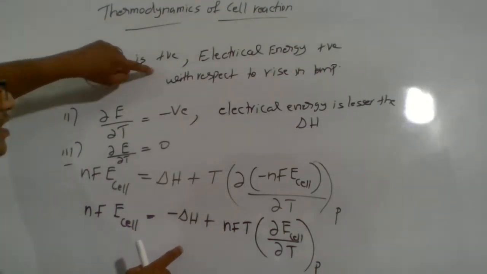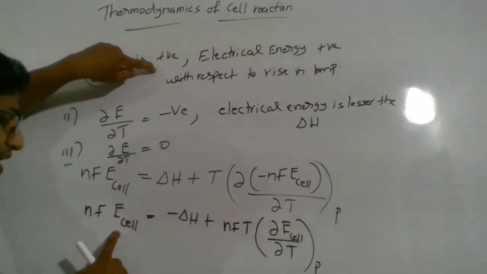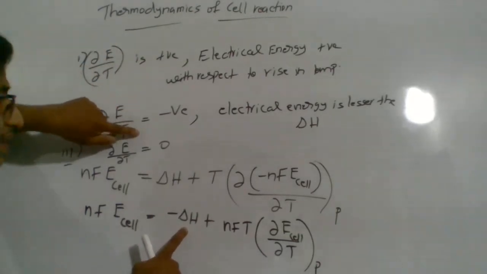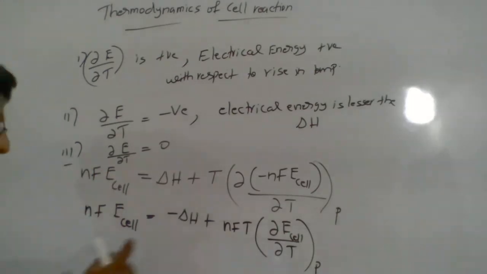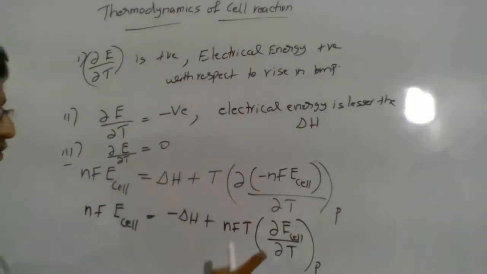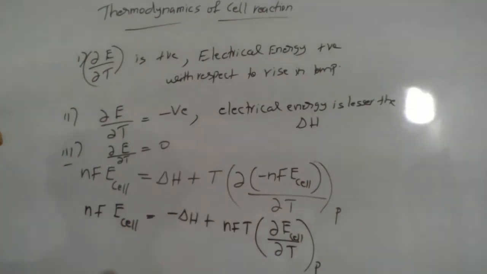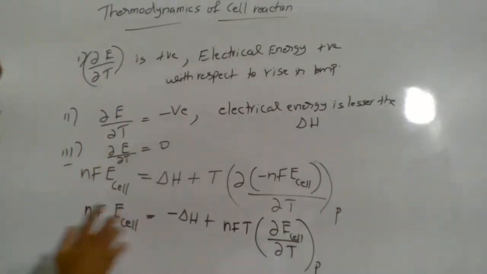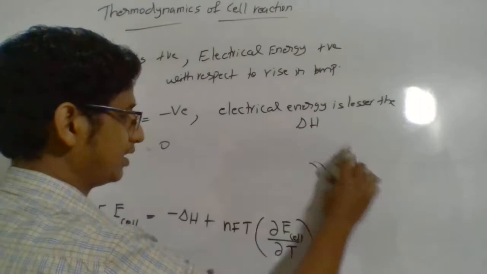In the first case, dou E by dou T is positive, which means with the rise in temperature this will be more positive, so the electrical energy produced has a value greater than the enthalpy of reaction. In this case, if dou E by dou T is negative, this part is negative, this part is also negative, so you are getting electrical energy which is lesser than the enthalpy of reaction. Another case, dou E by dou T is equal to 0, means this part is numerically equal to delta H, the change in enthalpy of the reaction becomes equal to the electrical energy produced. So that's the way you can have this equation. Keep this important equation in your mind: nFE cell is equal to minus delta H plus nFT dou E by dou T, because that's required in the other part as well.